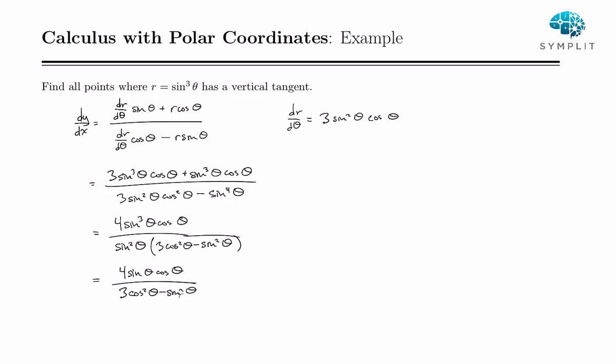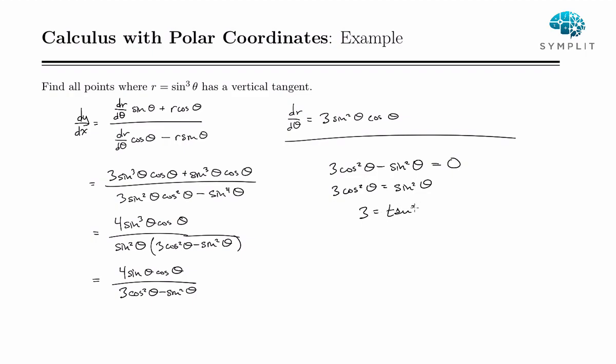Now we want this to not be defined if we want a vertical tangent, meaning we want our denominator, 3 cosine squared of θ minus sine squared θ, to equal 0. So let's add sine squared to both sides, and then let's divide by cosine squared. We get 3 equals tangent squared θ. So, taking the square root, we'd get tangent of θ is plus or minus the square root of 3.